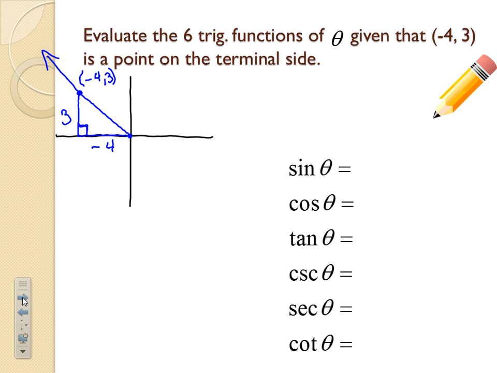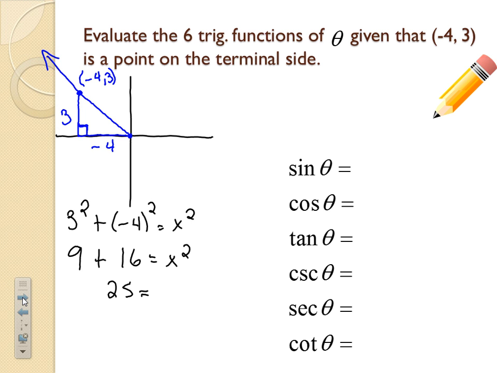Now, in order to find all my 6 trig functions, I need to find my third side. In order to do that, I'm going to use the Pythagorean theorem. So I have 3 squared plus negative 4 squared equals x squared. 9 plus 16 equals x squared. 25 equals x squared. Square root of both sides. 5 equals x, or my hypotenuse. So I'm going to put 5 right here.